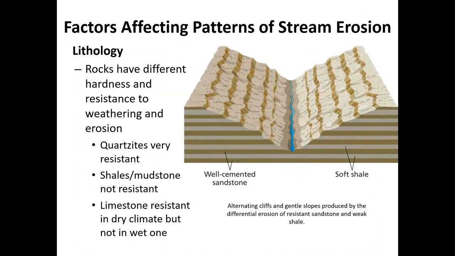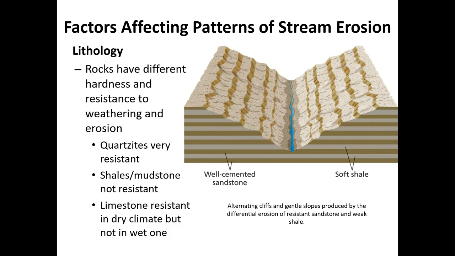Also, a factor affecting patterns of stream erosion is the lithology of an area. That means, what are the rocks made up of? If you have lots of soft rocks, you'll have more erosion. If you have harder rocks, you'll have less erosion. Quartzite is very resistant to erosion. Shale is relatively soft. Limestone is resistant in dry climates, but when it meets water, it has lots of chemical reactions and can dissolve in moist environments.